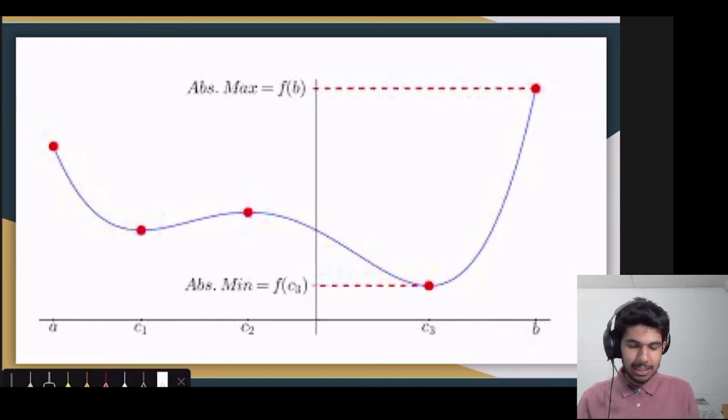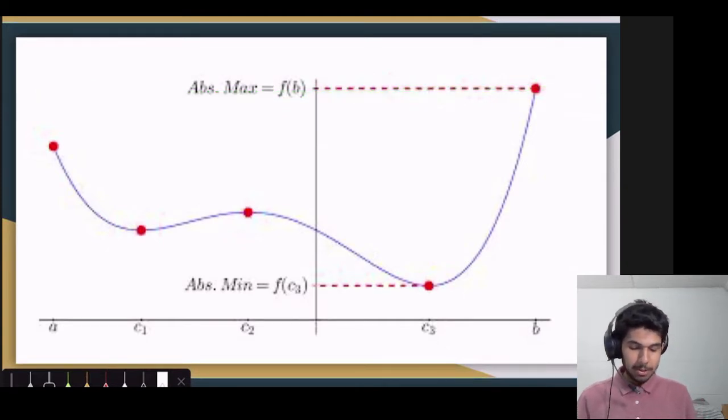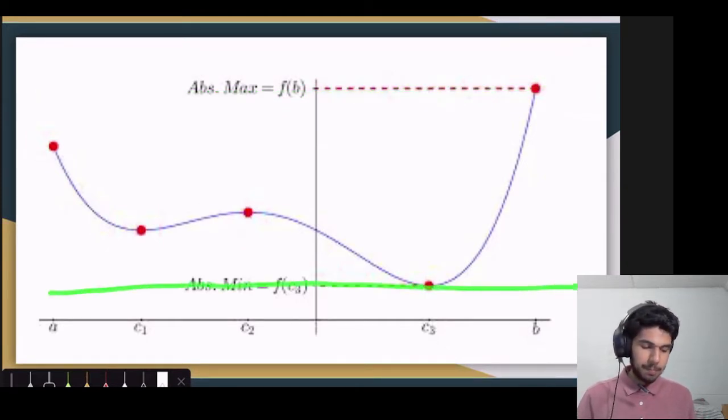So that's saying that if we take this line here, which is where f of b is evaluated at, we can see that the rest of the function lies below it. So it's an absolute maximum. Similarly, if we were to do that for the minimum, everything lies above it.